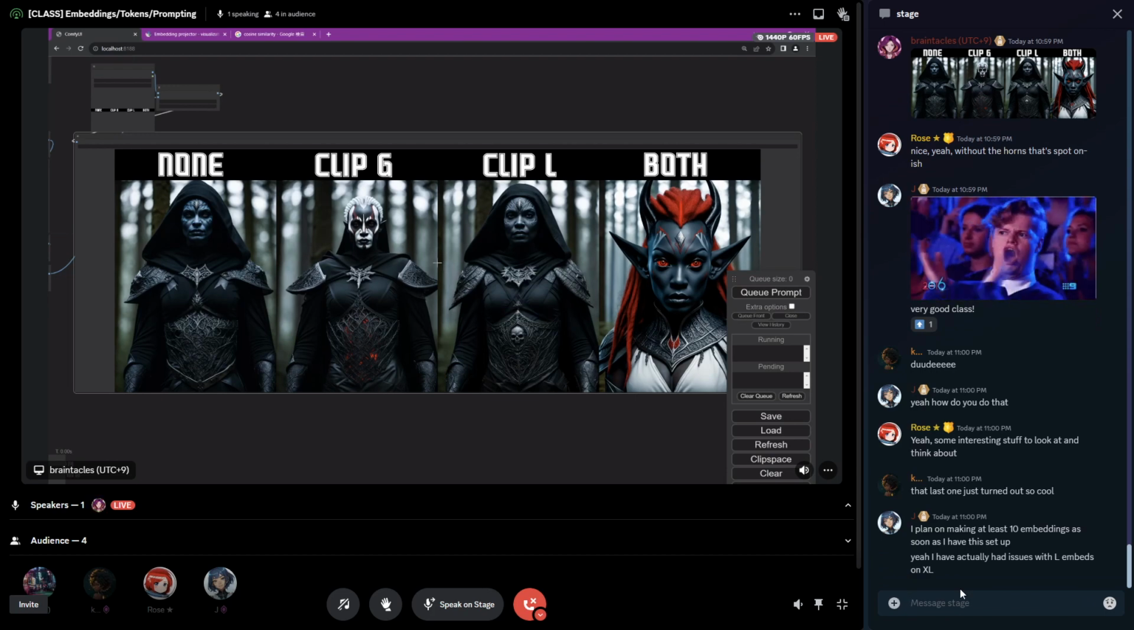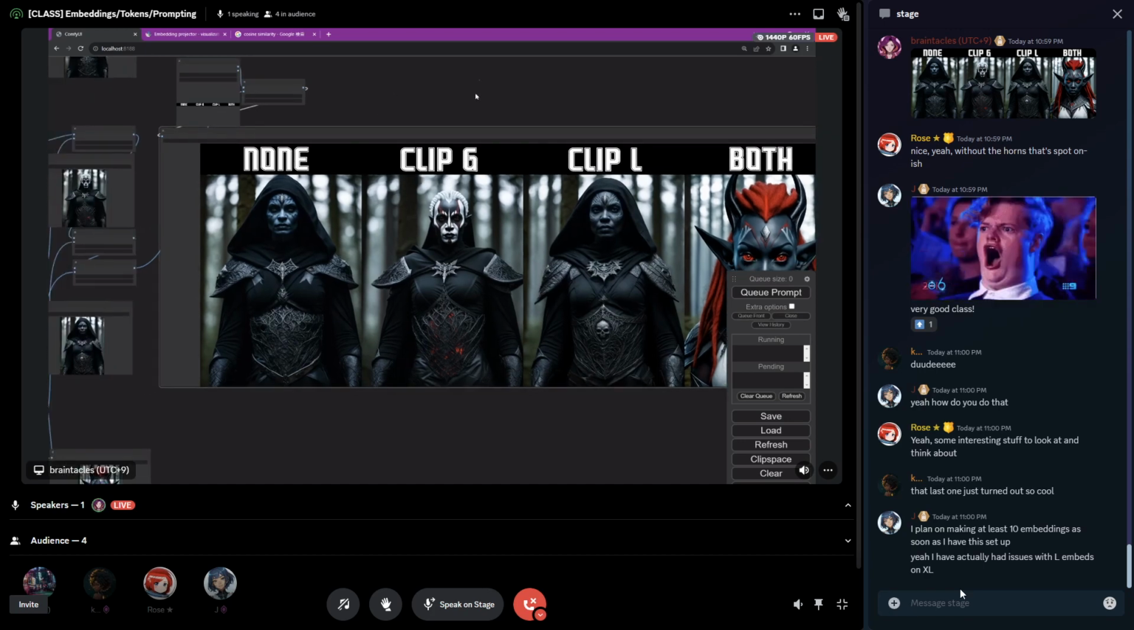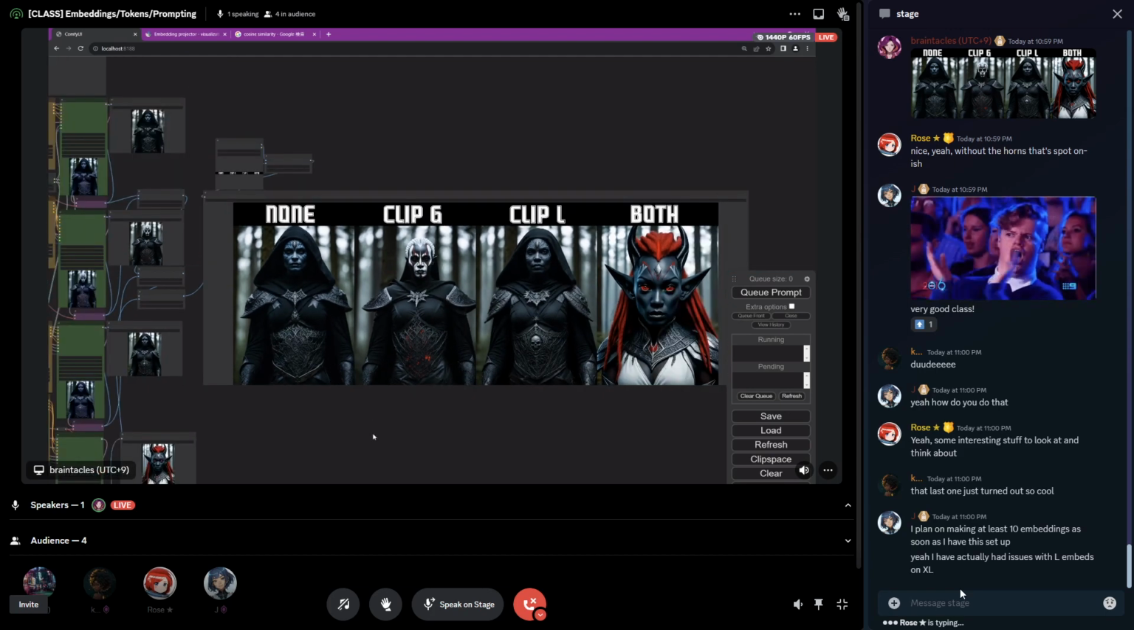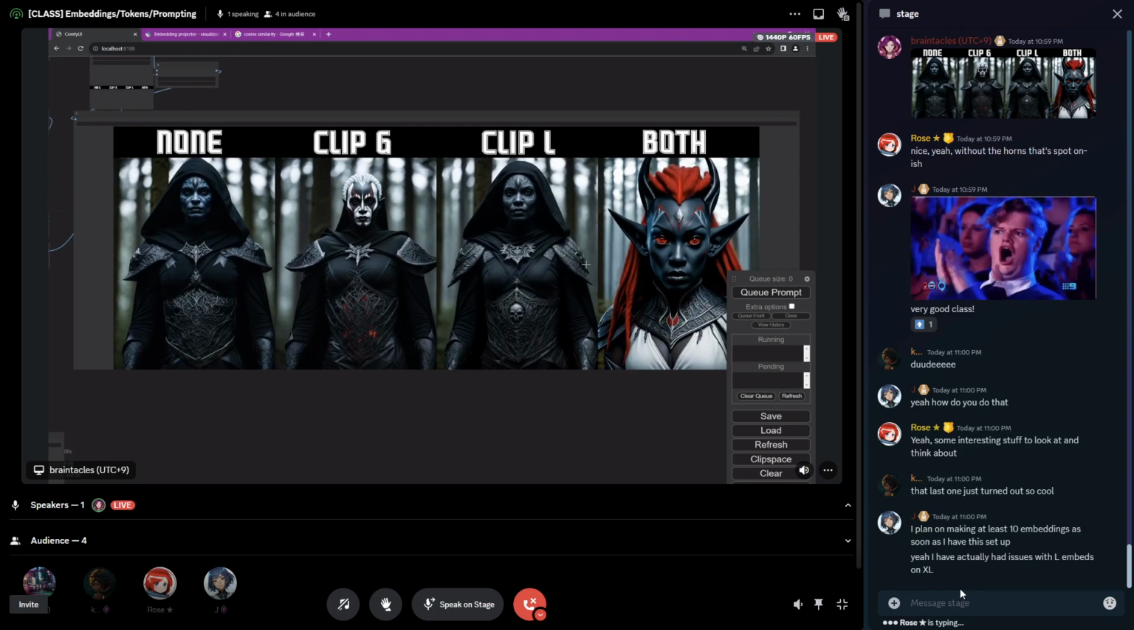But I don't know why nobody wrote the thing. I wrote this script in a day. But yeah, I guess it's because of the resource usage. It uses a lot of RAM. But this is game changing. I plan on making at least 10 embeddings as soon as I have this set up. I want them. This is the deal. I give you my code, you give me your embeddings.